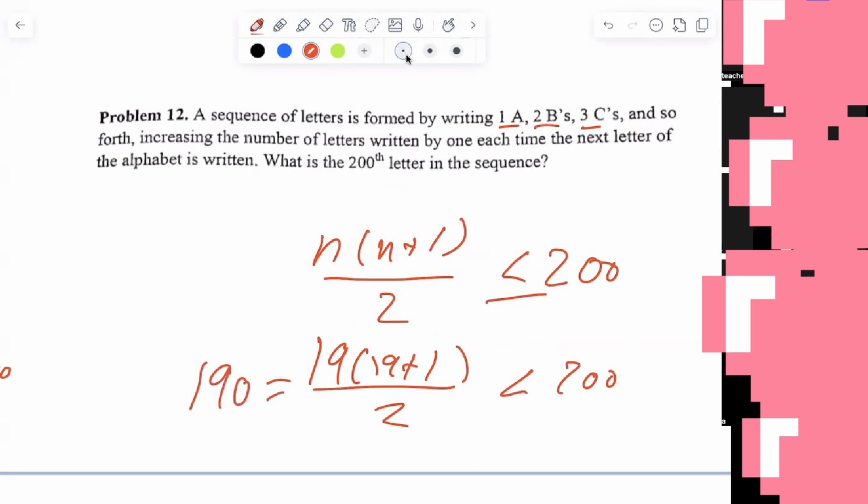And so, what is the 19th letter of the alphabet? It's A, B, C, D, E, F, G, and so on. And then you find that the 19th is S. So the last letter in that cycle was S. So the rest can be T. Since there are going to be 20 T's, the 200th letter is one of the T's, so the answer is going to be T.